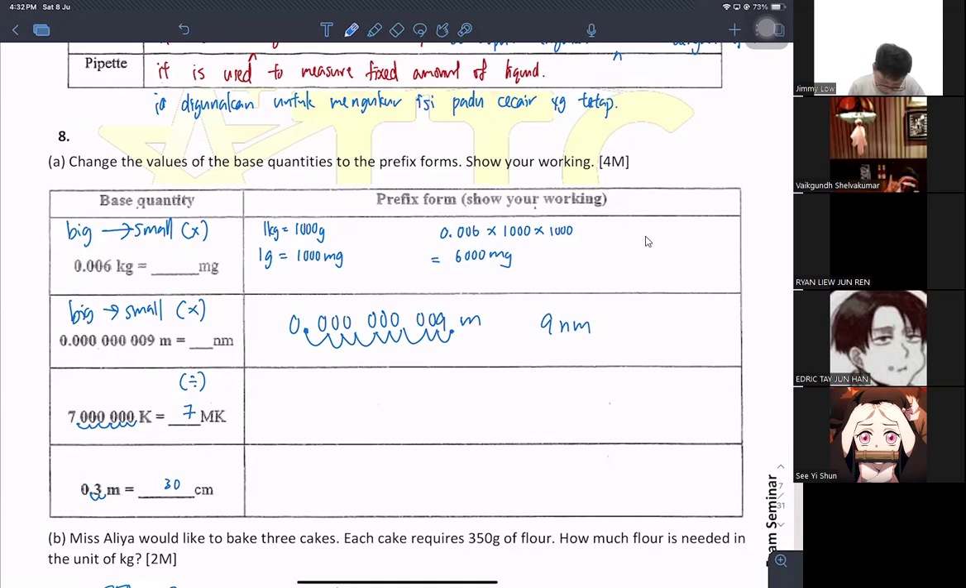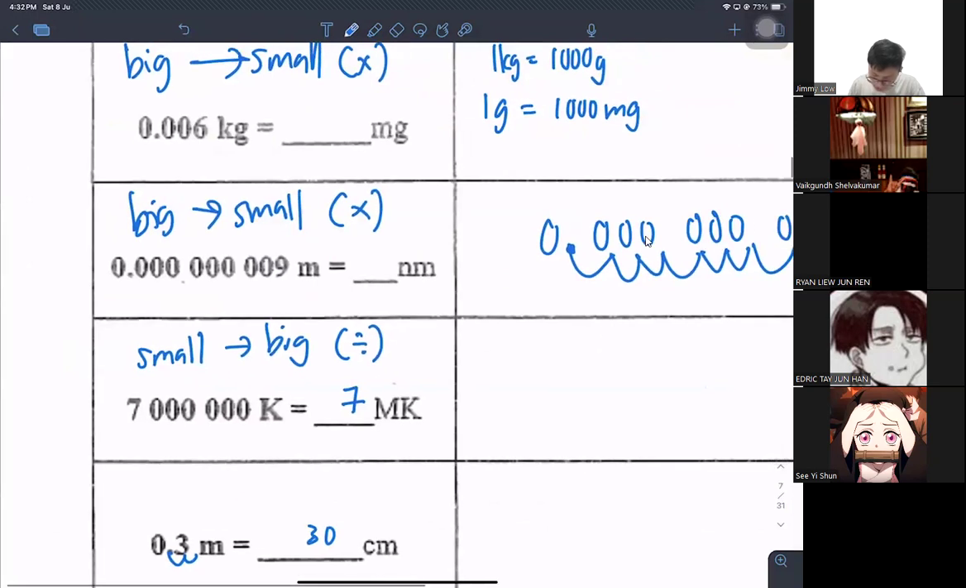The next part is different. It is changing from small value to big value. From small value to big value, what we are going to use is division, or divide. When we talk about multiply, it's like pushing the decimal point to the back according to the zeros. Divide is the opposite. You are pushing the decimal point to the front, as many times as the number of zeros you have.